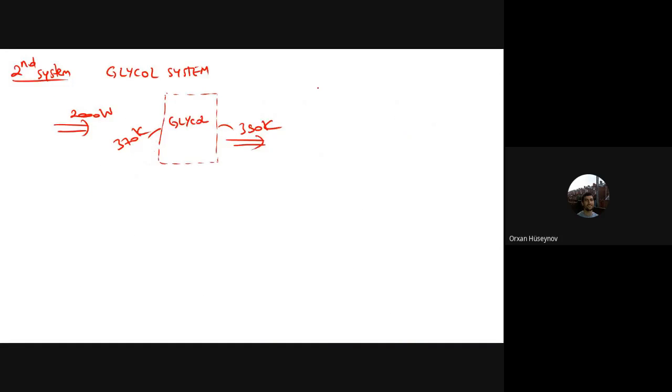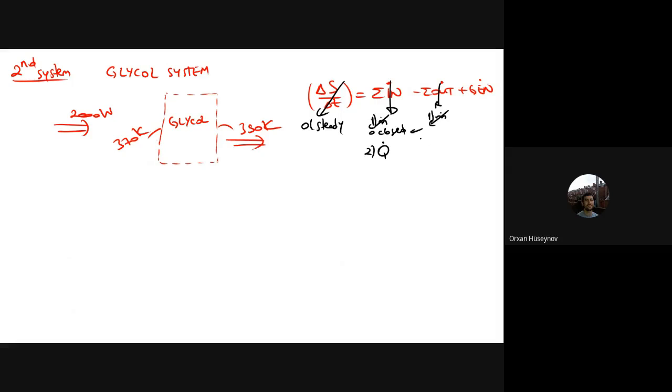If I write the second law, you will have dS by dT. Due to units, I'm dividing by delta T. So it will be in minus out plus the generation part. All of them are rate quantities, therefore I'm putting a dot here. This part will be 0 because it is steady, similar to the engine block. For the mass, you will have 0 because it is closed, so you will only have the heat transfer here. Similarly here, the mass transfer will be 0 because it is closed, and you will also have the heat transfer and the generation part.